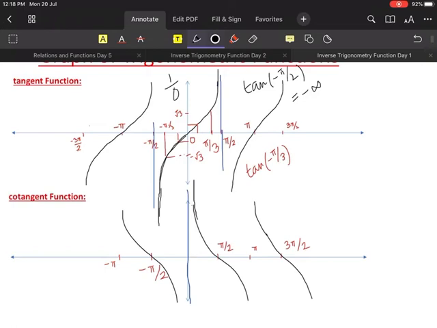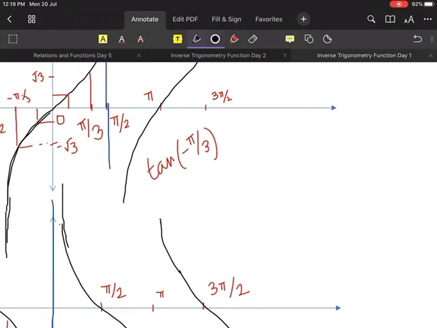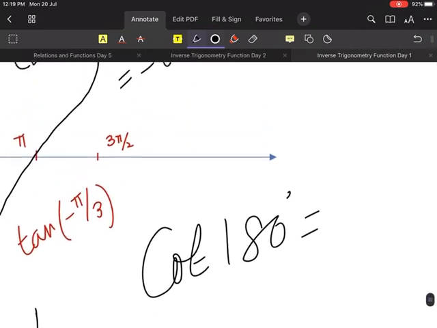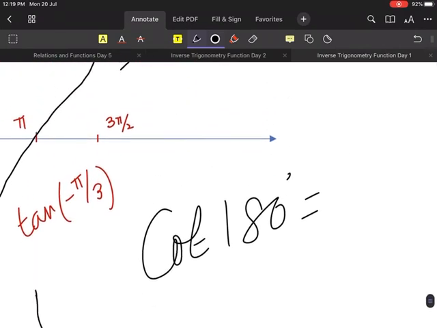Okay, now tell me, cot 90 is how much? That's why it's cutting at 0. Cot 180 is how much? Cot pi, that is cot 180, is how much? Cot 180 is undefined. Look at here. You guys have to be clear about those values. Cot 180 degree is equal to what?